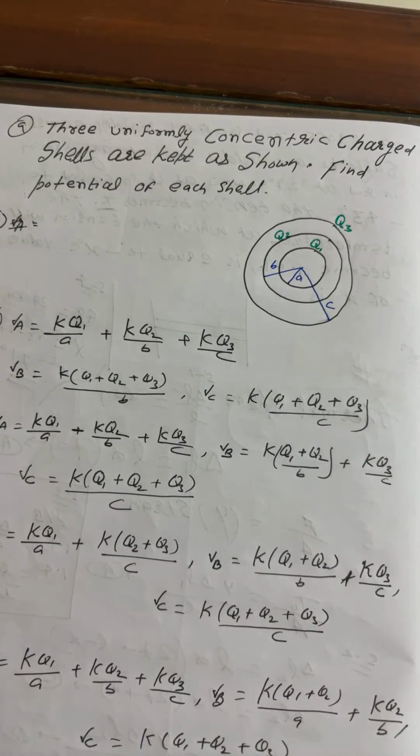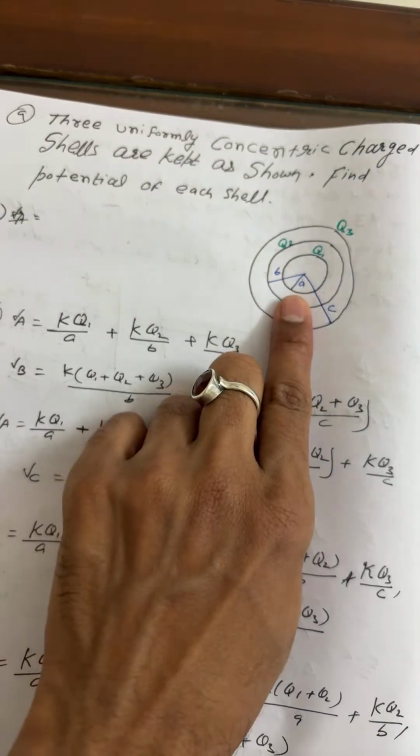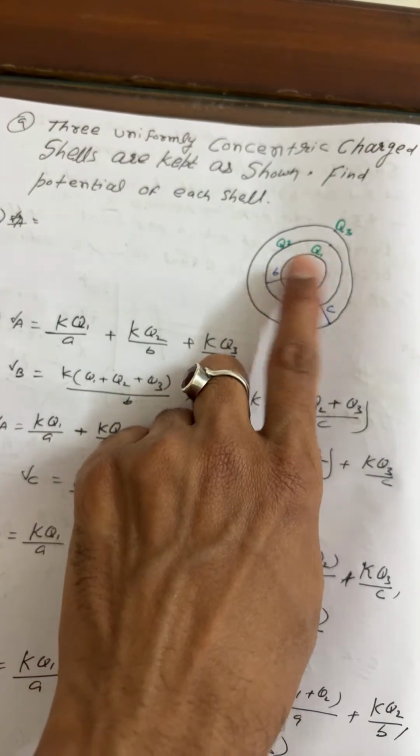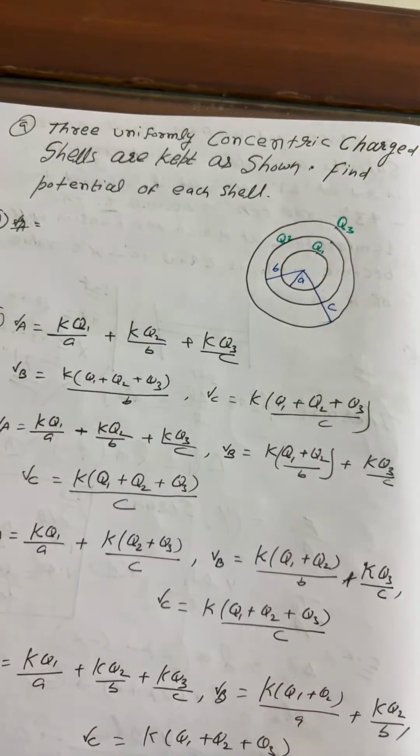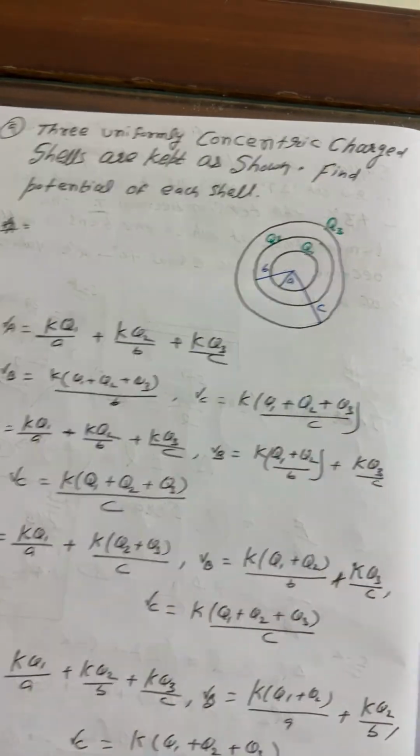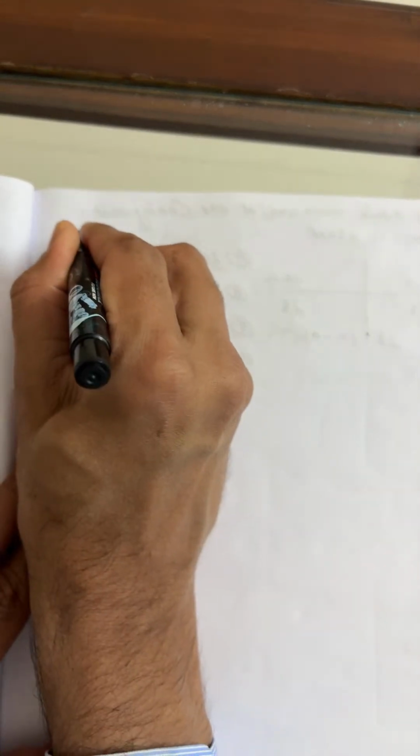Three uniformly charged concentric shells are kept as shown. Find the potential of each shell. Okay, so student, there are A with Q1 charge, B with Q2 charge, and C with Q3 charge. Beta, what is the logic for this question here? Just go through the logic of this question, student. You will enjoy.